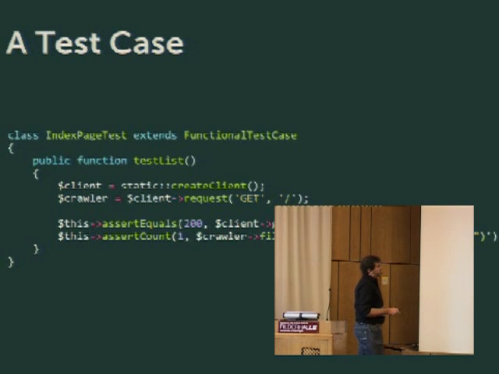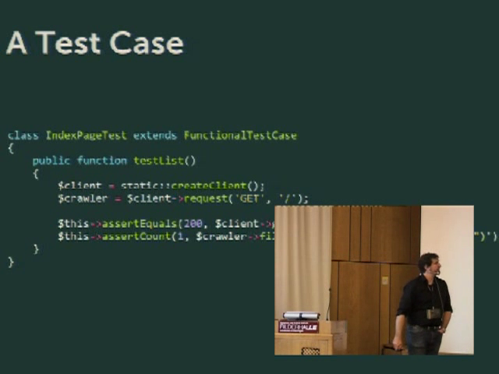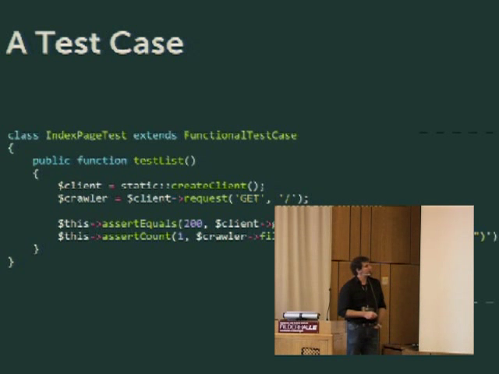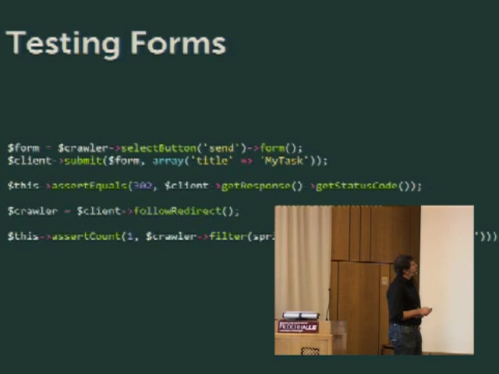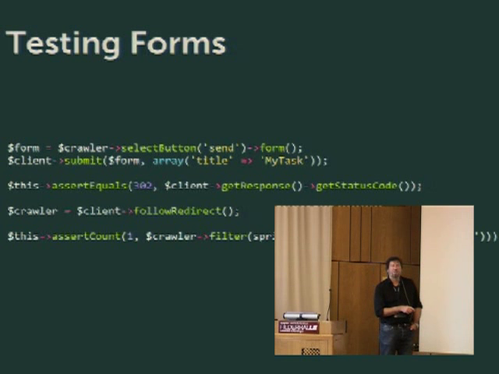You can do stuff like this: crawler, filter, some CSS expression, and see that it contains the actual headline, and make sure that we always get a 200 for this list. You can even test forms, selecting buttons, submitting a form with some additional data. Again, assert that the status code is a redirect, because that should be what happens after a successful form post. Follow the redirects, and again, check that the task that we've just created is in fact present now in the list. So we have full functional testing capabilities now.